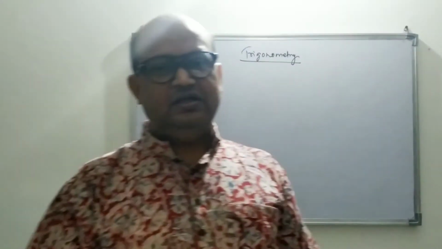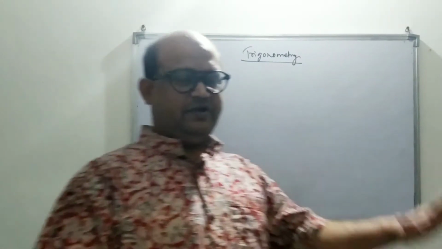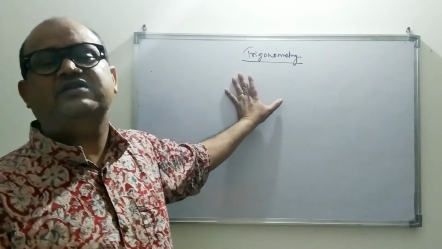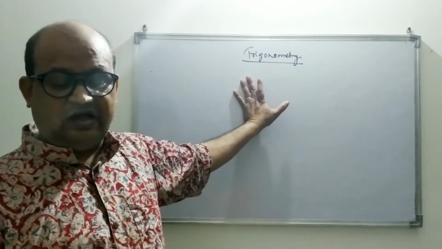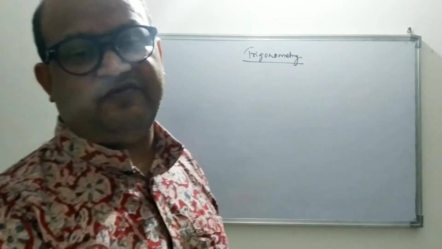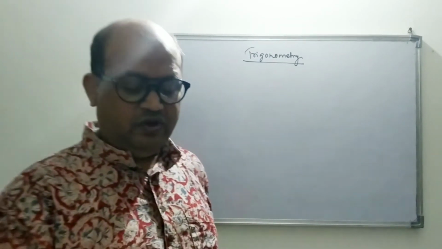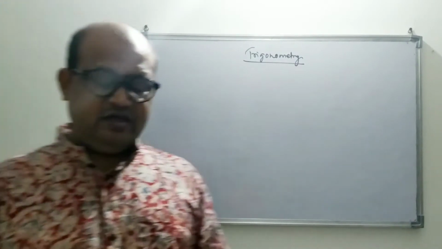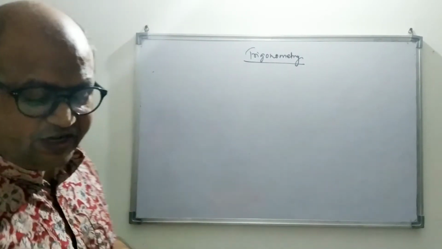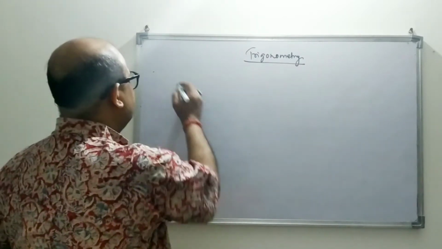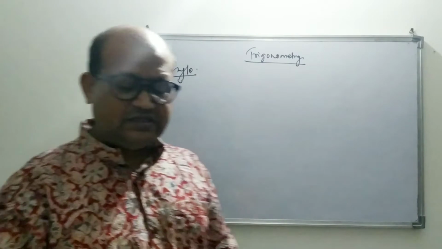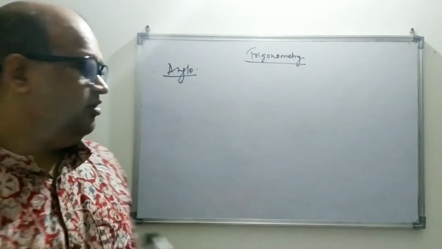Today I'll start trigonometrical functions. Trigonometry. What is trigonometry? It is the branch of maths which deals with the measure of sides of a triangle. Now we'll start with angles. What is angle? Angle is the measure of rotation. We'll start angle. What is angle? Angle is the measure of rotation of a ray.